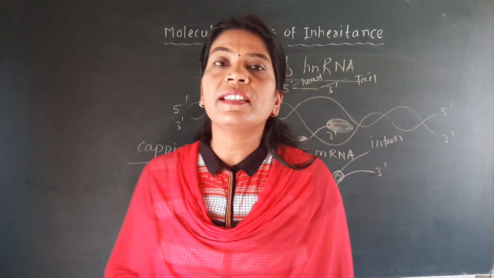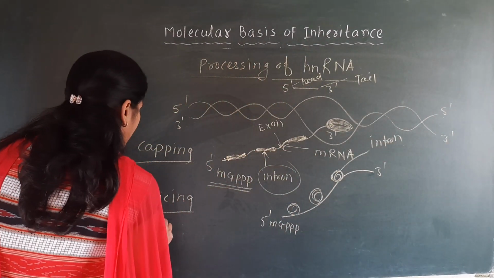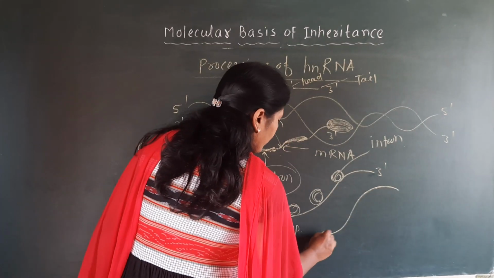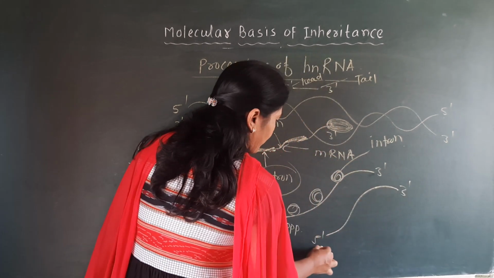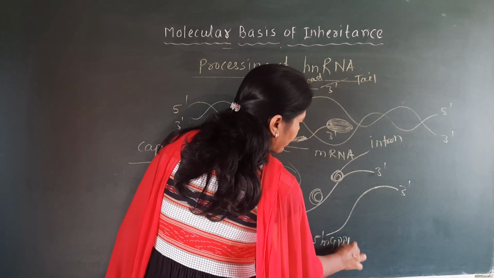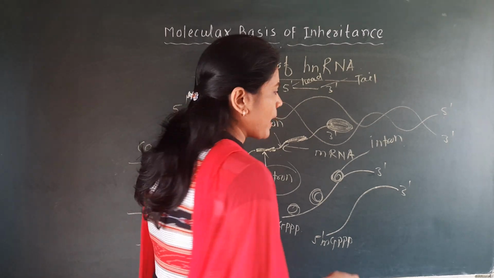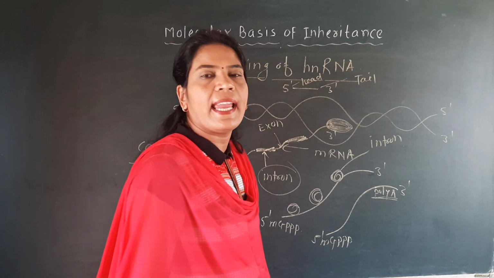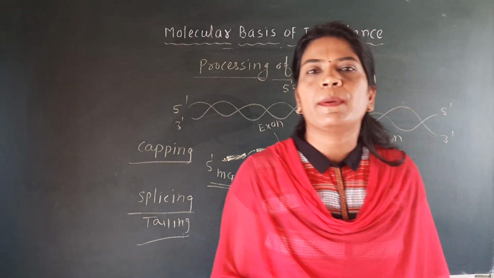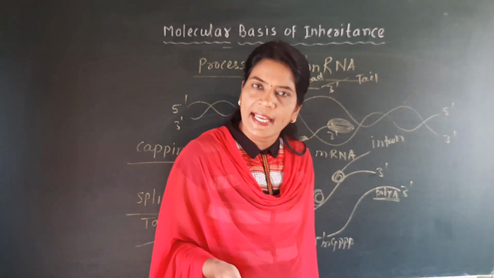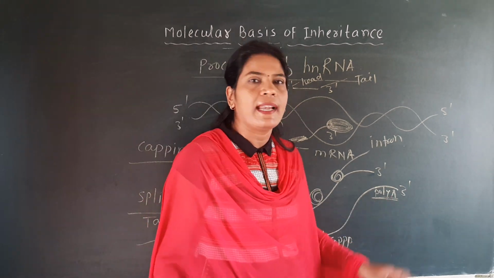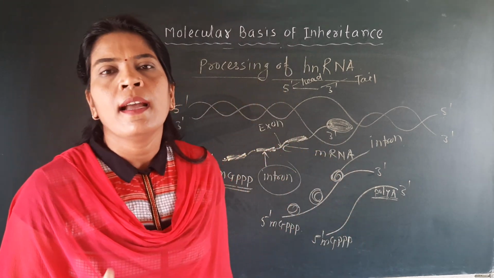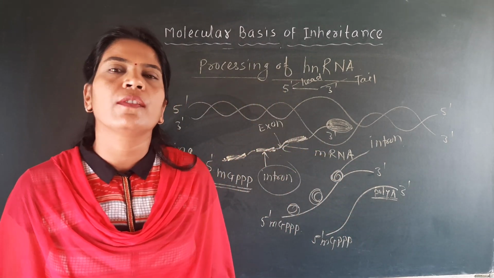And the third step is called tailing. What happens in tailing? Here is the 5' end with methyl guanosine triphosphate added, and at the 3' end there is the addition of poly A. Poly A means adenine bases, but there are many, so it is called a poly A tail, added at the 3' end, and that process is called tailing. Many adenosine bases are added at the 3' end, and the third process is called tailing.